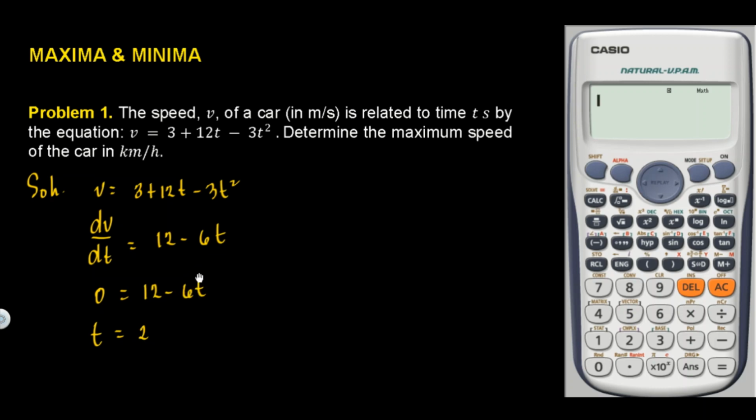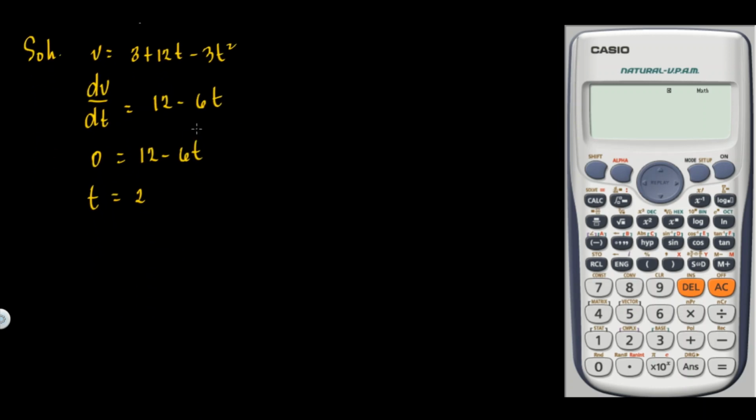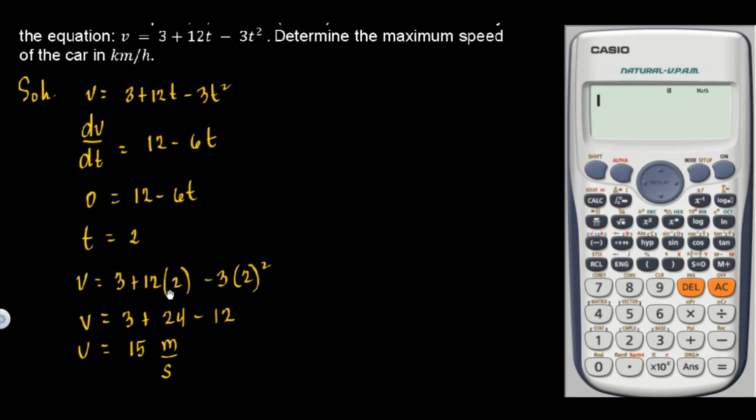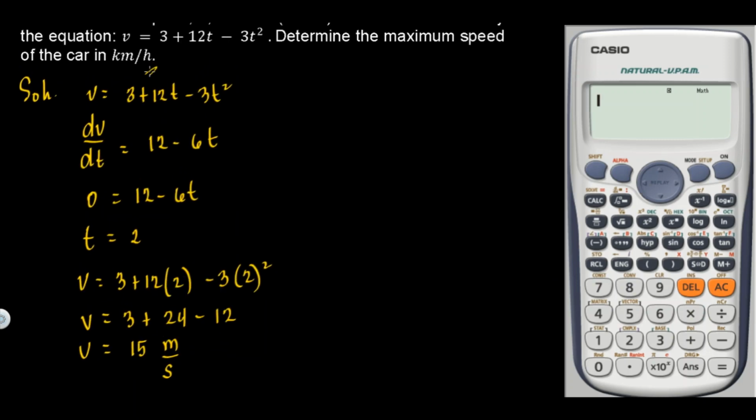Okay, when t is 2, what is v? So v is equal to 3 plus 12 times 2 minus 3 times 2 squared. So v is equal to 3 plus 24 minus 12. Or v is 15 meter per second. But ang kailangan natin is kilometer per hour. So we need to convert this to km per h.